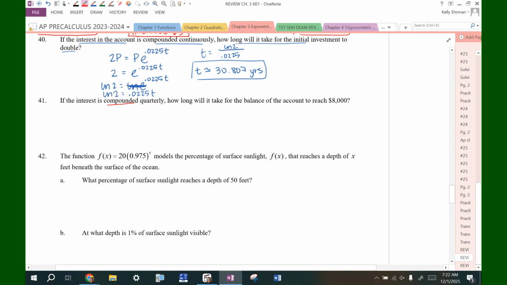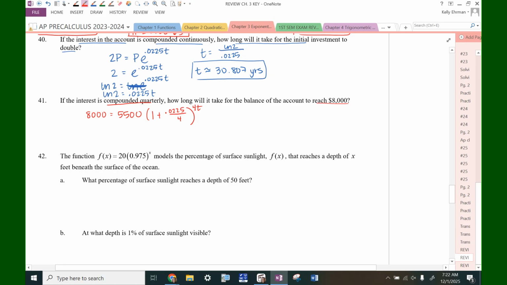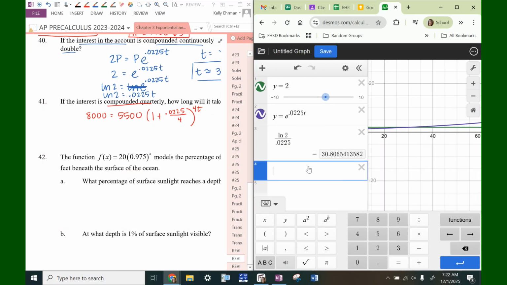If the interest is compounded quarterly, how long will it take for the balance to reach 8,000? So here I do need to use the initial investment because we're not just talking about doubling or tripling. So 8,000 is equal to the initial principal amount, compounded quarterly. So that's this formula: 1 plus 0.0225 over 4, to the 4t. Now, I can solve it just like this, or I could divide by 5,500. There are a lot of options here. I could divide by 5,500 and then solve.